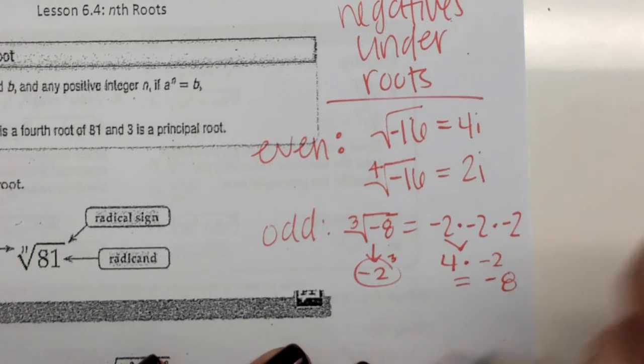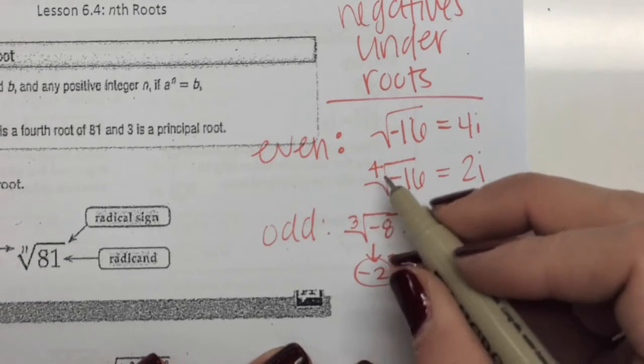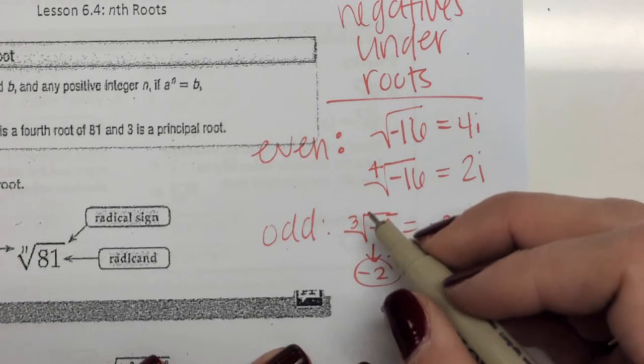How did you know it was what now? It was a 4 and 3. Oh, I just came up with these. I just made these up.